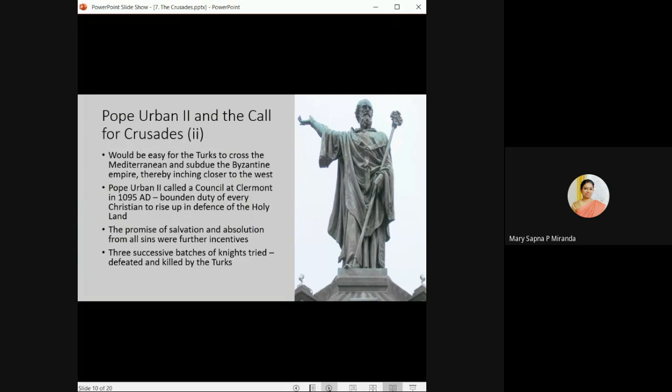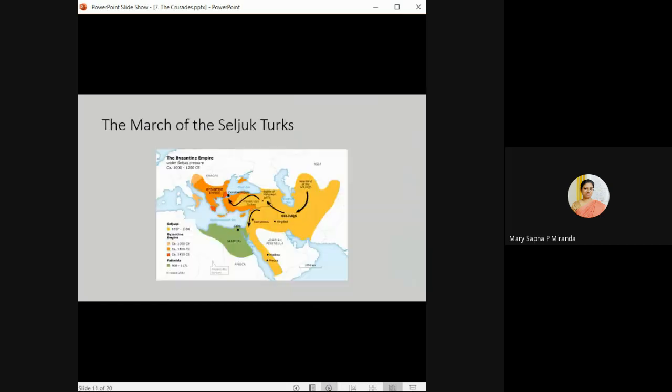Holy Land. And what did he promise the people, the Christian believers? The promise of salvation and absolution from all sins. So these were like incentives promised by the Catholic Church, that is, if these men would take part in the Crusades. And three successive batches of knights tried, but they were all defeated and killed by the Turks.